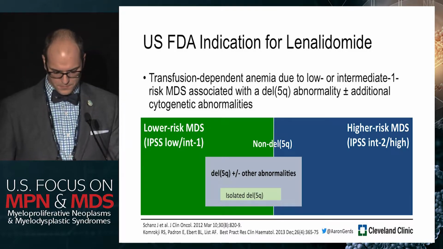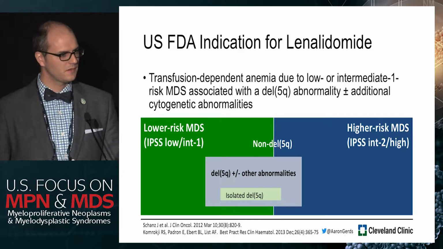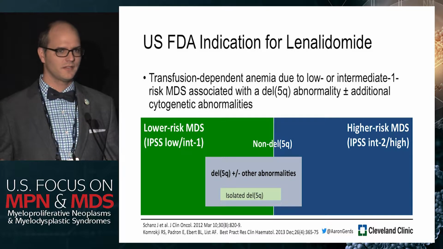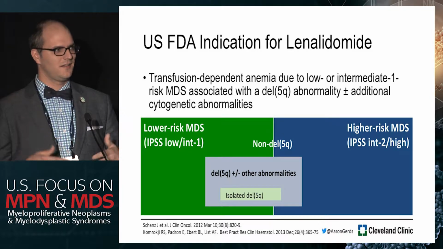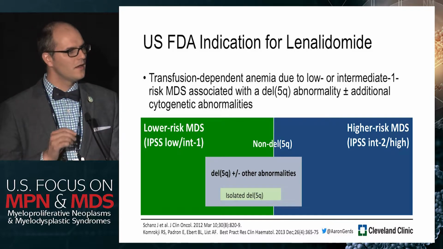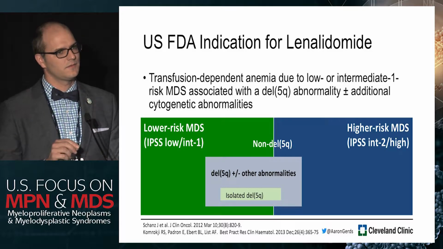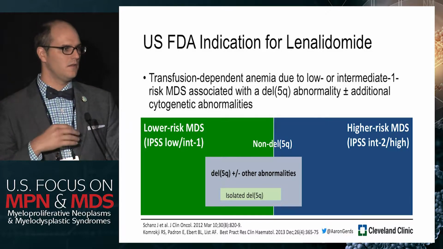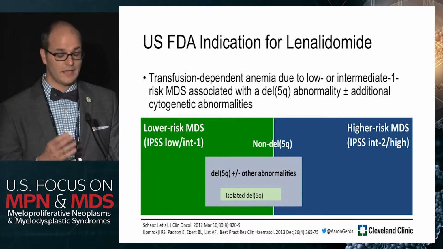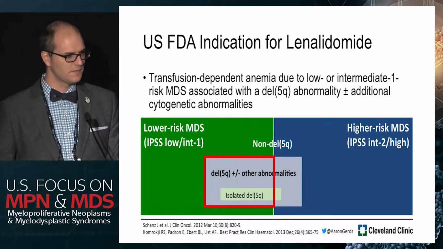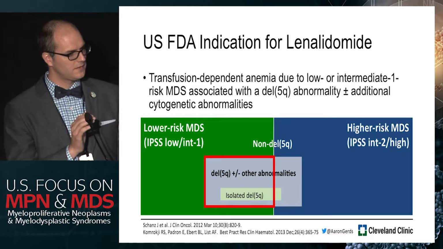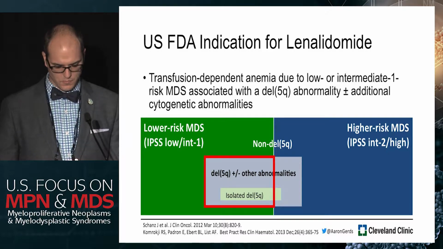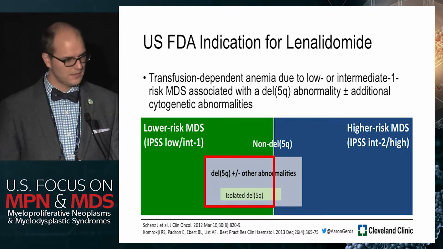But for the purposes of this talk, I'm going to use this diagram to help guide us through here. It may seem like an honor roll of studies, this study, that study, MDS 1, 2, 3, 4. But really the reason I'm going through this process is to point out the different populations of patients and the results of using lenalidomide in each of those populations. The label focuses on this particular box here, lower risk MDS that has the del(5q) abnormality.